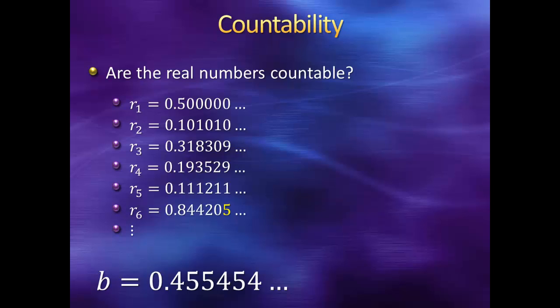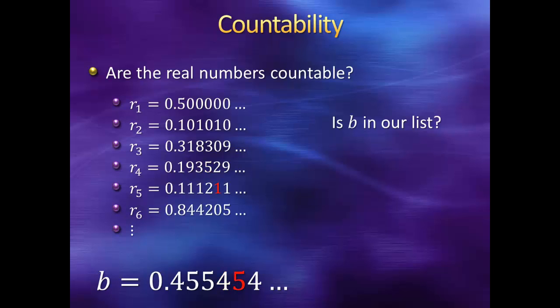Now, here's a question. Where is b in our list? Remember, we've said that our list contains all the real numbers between 0 and 1. So the real number b should be somewhere on the list. Is it the first number? Well, no, it can't be. The first digits of each number are different. Is it the second number? No, again, the second digits are different. What about the third number? Nope, the third digits are different. It can't be the fourth number since the fourth digits are different. It can't be the fifth number since the fifth digits are different.